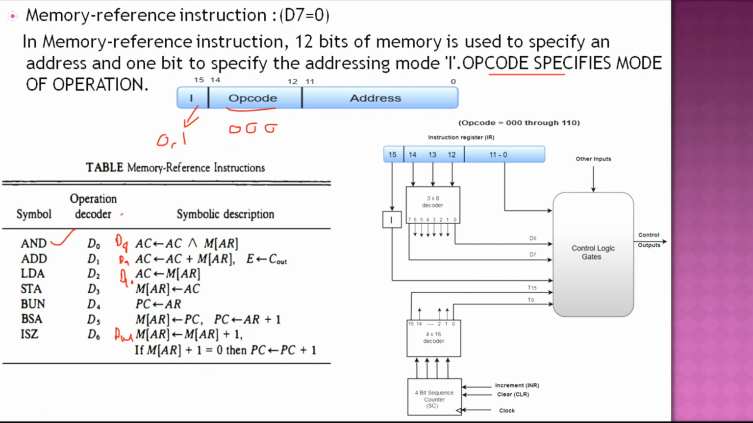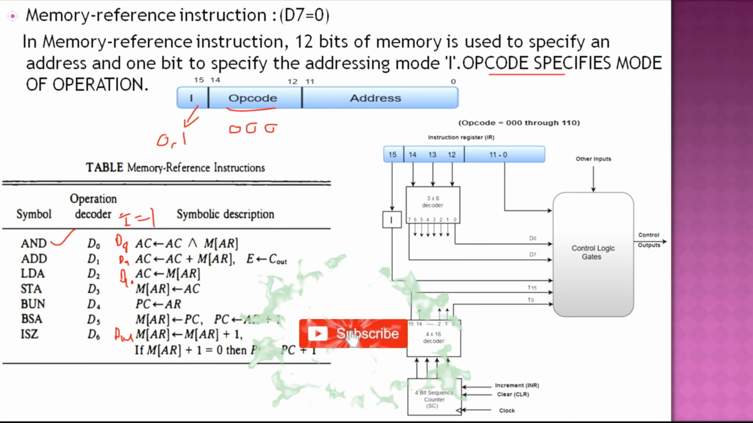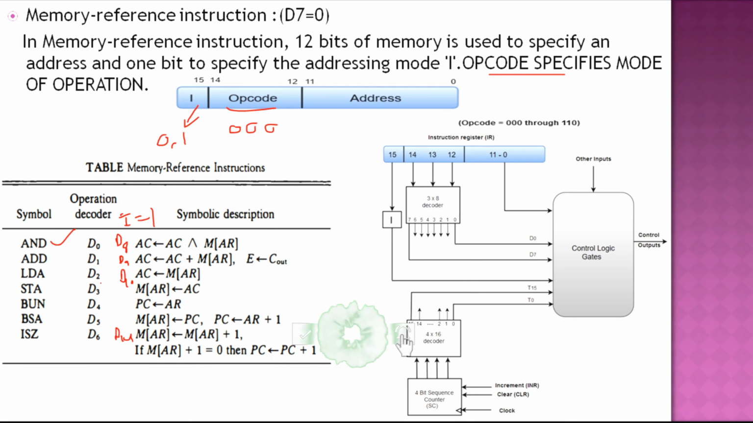So when the I bit value is equal to 1, then D8, D9 are represented. When the I bit value is 0, D0, D1, D2, D3 are represented. In this way the operations occur. Here there is a decoder which consists of 3 inputs coming from the opcode, and the outputs are connected to the control logic gate. So this control logic gate will specify the type of operation when the inputs are coming from the decoder and gives the specified outputs.